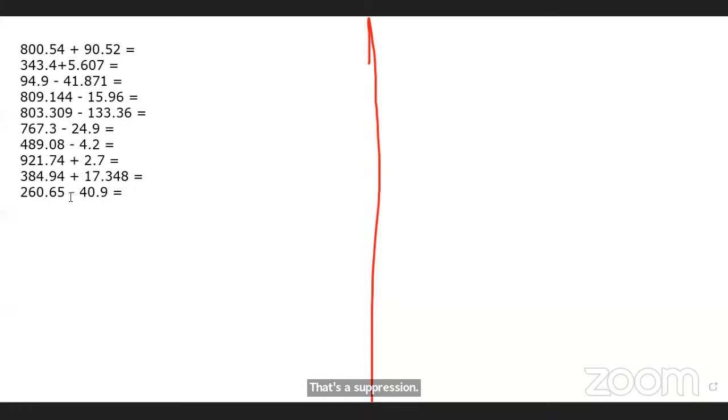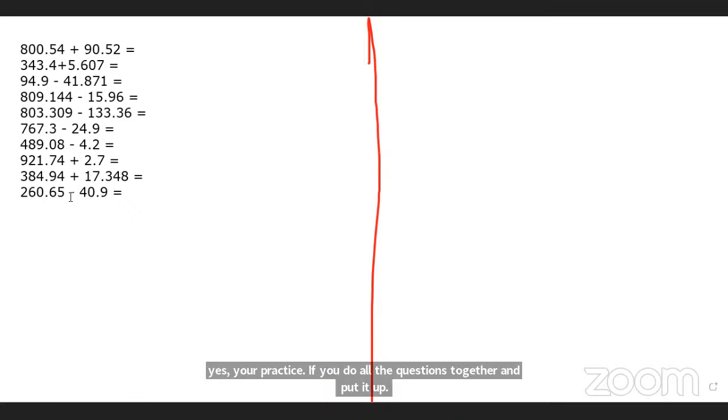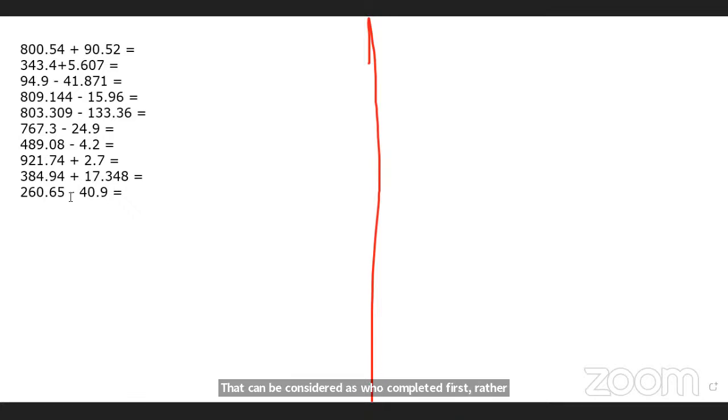Again, I'll suggest you another one. Instead of writing all the answers like this one by one, solve all the questions, put all the answers together, we'll check it. It's just your practice. If you do all the questions together and put it up, that can be considered as who completed first, rather than doing one by one. Do all the questions, you number it or you don't number it, it's okay, just put them in the order and put it in the chat. That will also work.